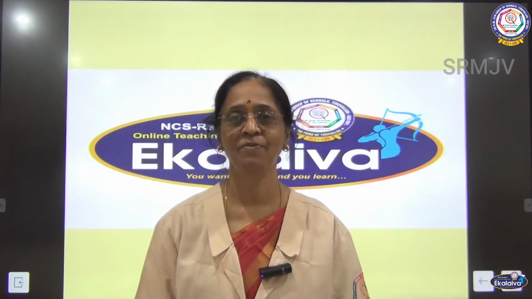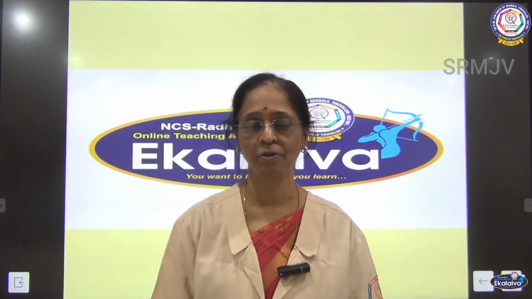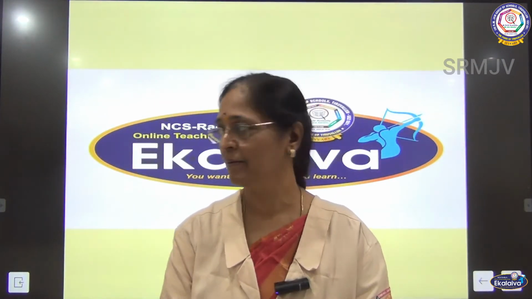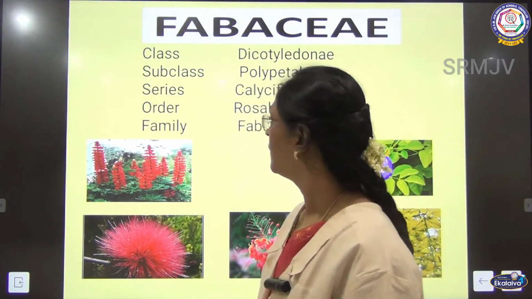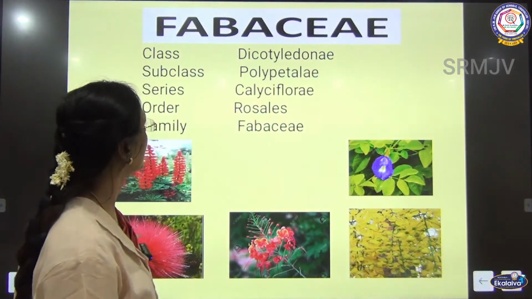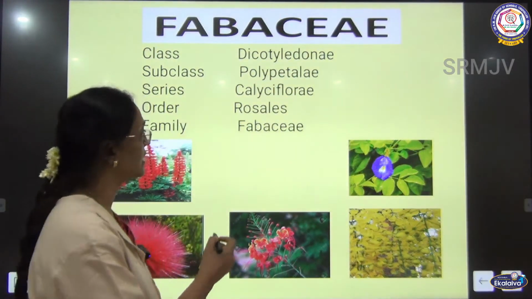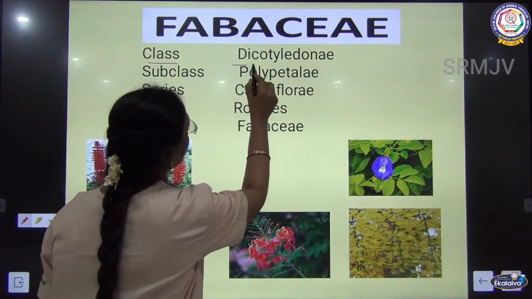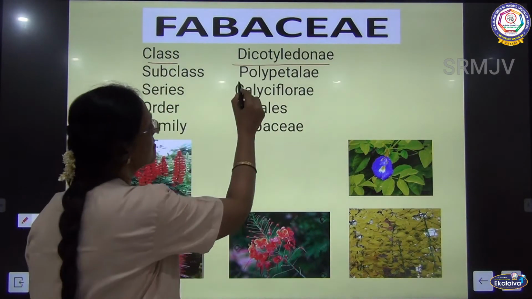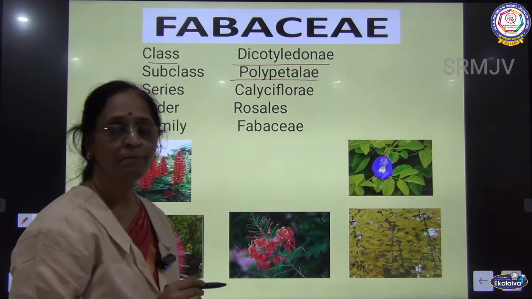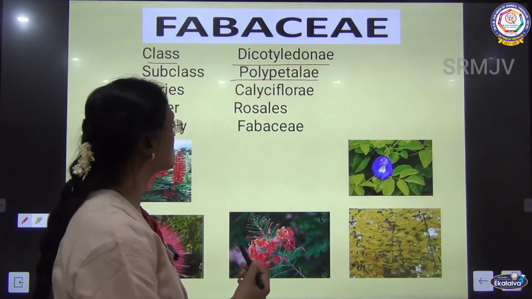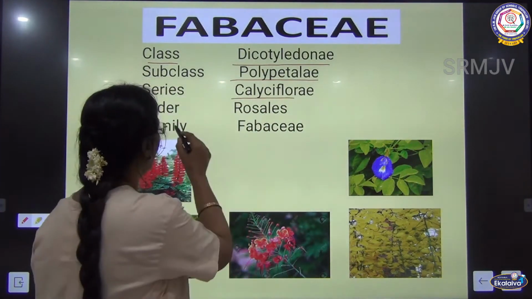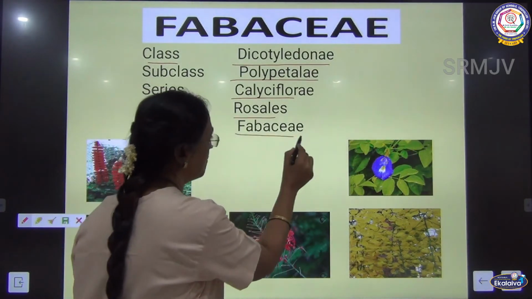In the last class, we have studied the Bentham and Hooker classification, and now we are going to start with family Fabaceae. Fabaceae is a family where we have classification. When we studied, we said that it belongs to the class Dicotyledonae and subclass Polypetalae. We said Polypetalae means the petals are free and distinct, and series Calyciflorae, where the thalamus is cup-shaped, order Rosales, and family Fabaceae.